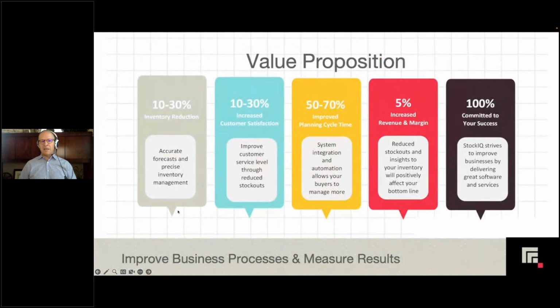We typically see anywhere from a 10 to 30% reduction in inventory by deploying some of these methodologies in conjunction with Business Central and putting on a powerful planning engine like StockIQ to accomplish inventory reduction. But more importantly, it's an alignment of inventory to our goals and objectives and to how an item behaves. Customer satisfaction: when we carry the proper amounts of inventory, our customers are going to be happier.